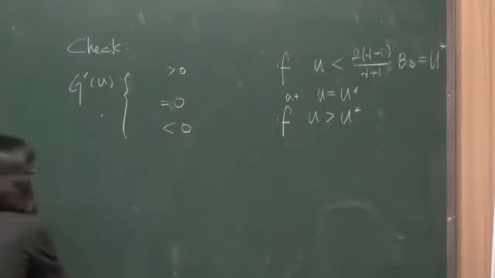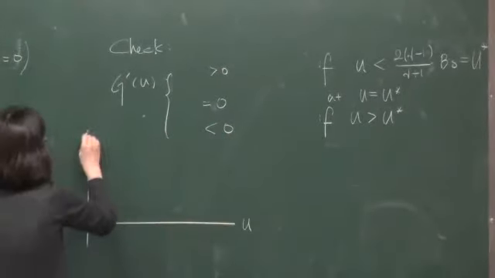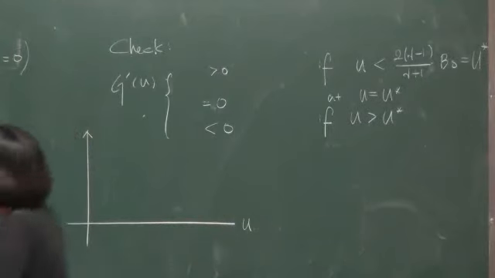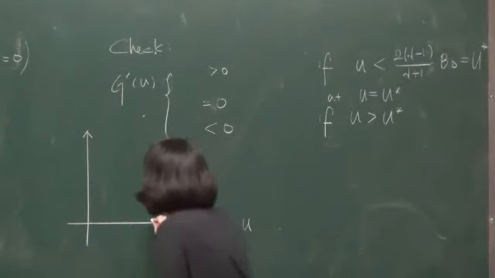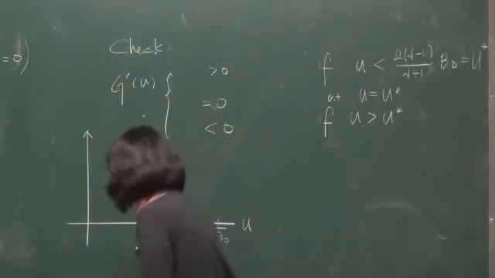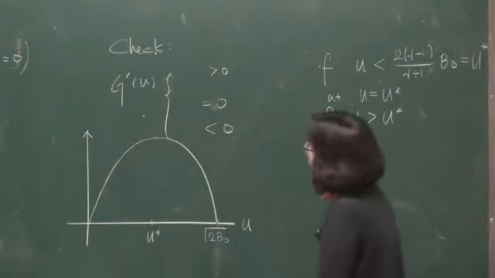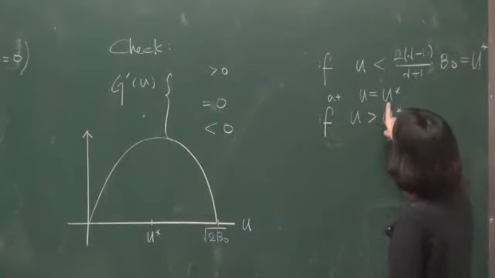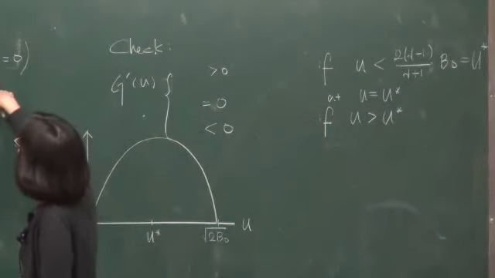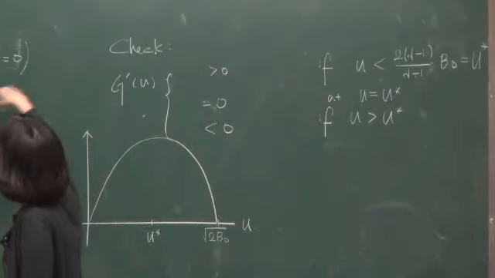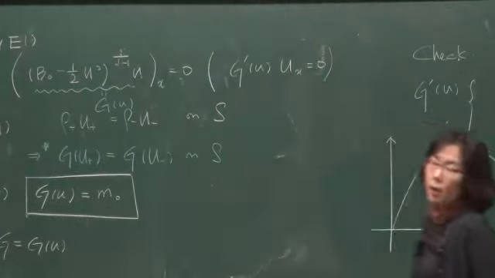The calculus. So if you graph G of U, and from this relation you know that U cannot exceed 2b0 square root. Okay, so there is a U star here. So roughly speaking, the graph looks like this. Now one thing you notice, if U is not equal to U star, G prime is never 0. So by looking at this equation, if G prime is not 0, Ux is 0. So you look at the constant solution, if U is not U star, okay?